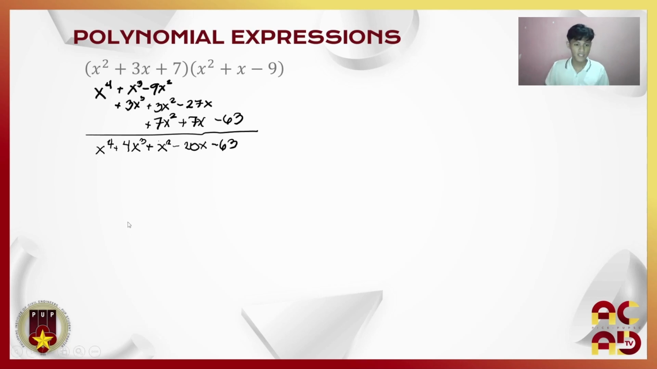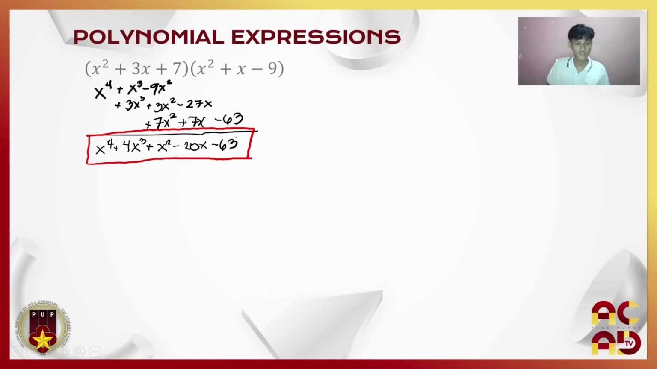And then, this is our final answer, or the most simplified form of the expression above. X raised to 4 plus 4x cubed plus x squared minus 20x minus 63.